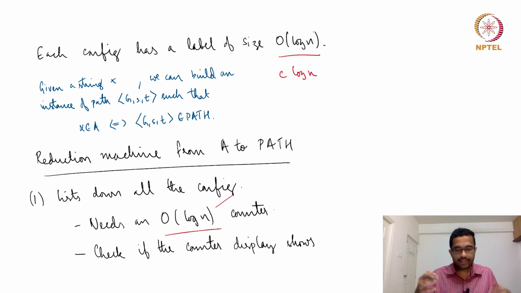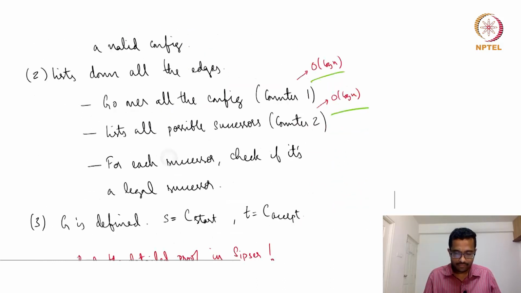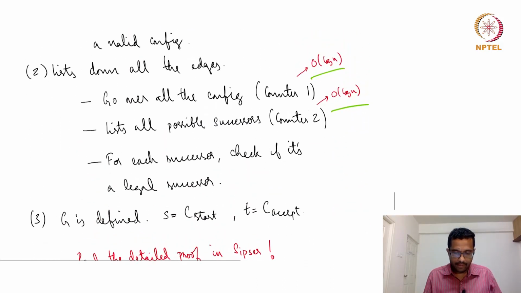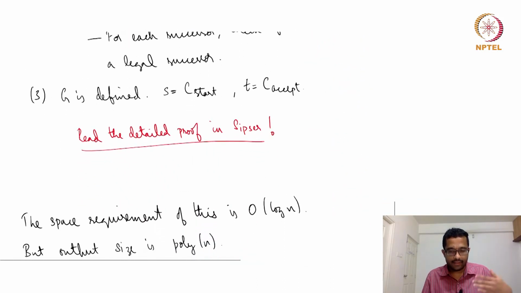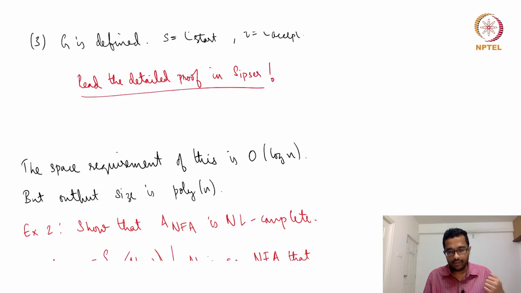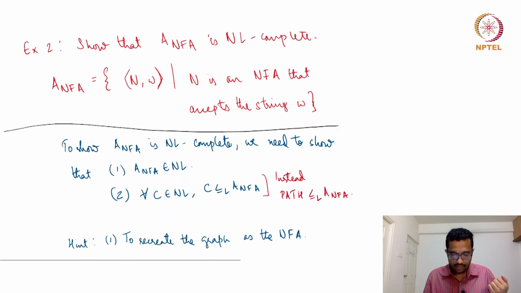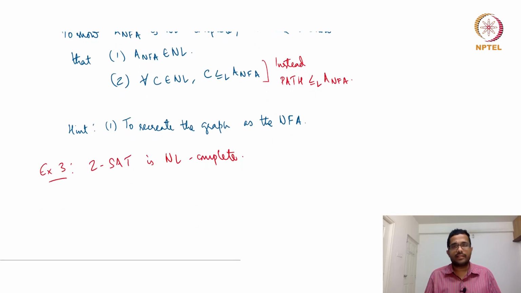So x is accepted by the machine if and only if there is a path from the starting configuration to the accepting configuration, right? So that is exactly what we check in path. And we also verified that this reduction can be performed in logarithmic space. And then we conclude with a couple of exercises.